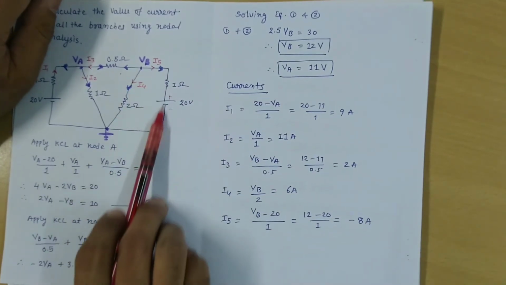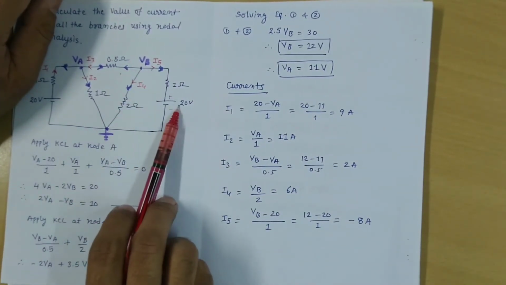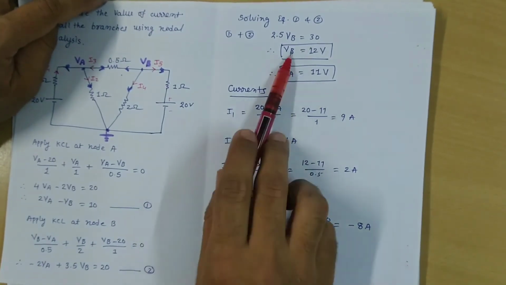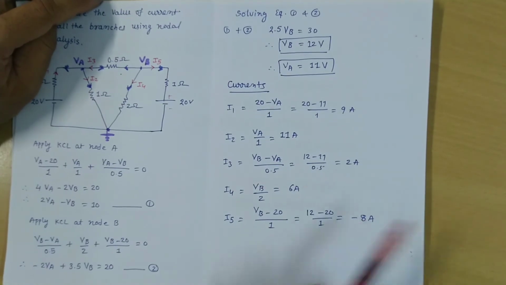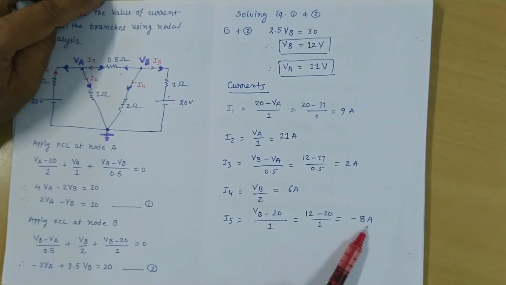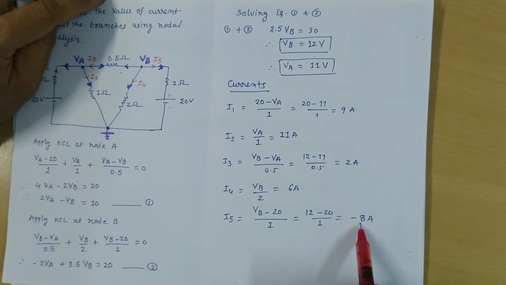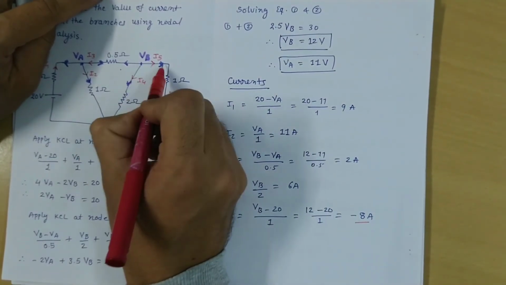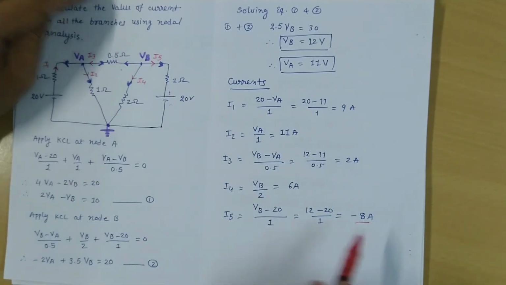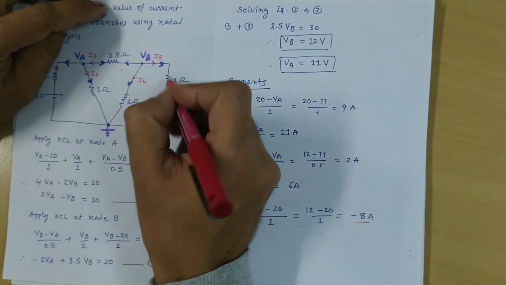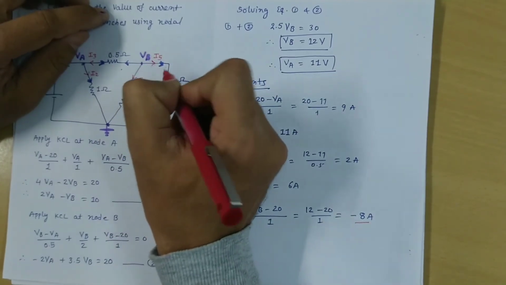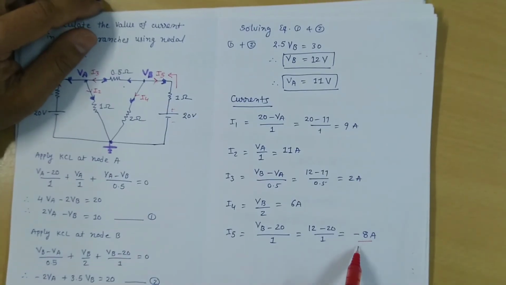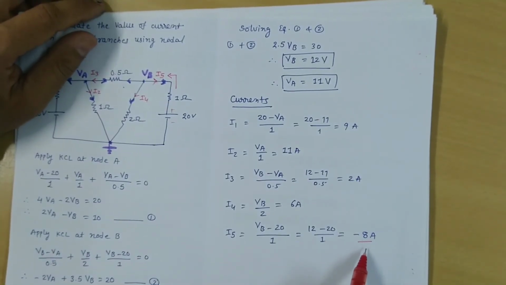Now for I5, we will write VB minus 20 divided by 1 is equal to 12 minus 20 divided by 1. Value of VB is 12. So we get the answer minus 8 ampere. The meaning of minus 8 ampere is the assumed direction of I5, that is this direction, is wrong. The current is flowing in opposite direction. So the right direction of the I5 would be like this. So that's why we are getting minus sign.